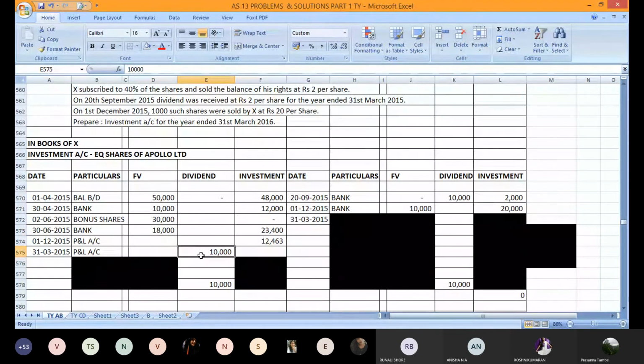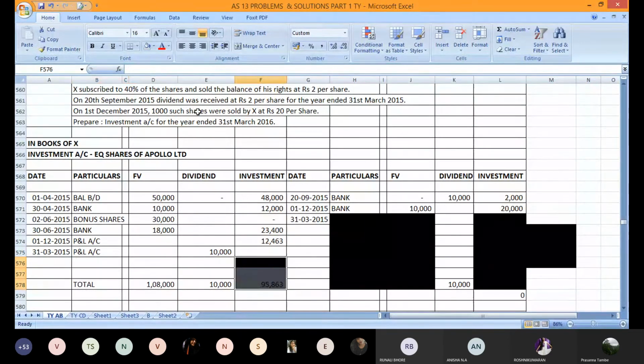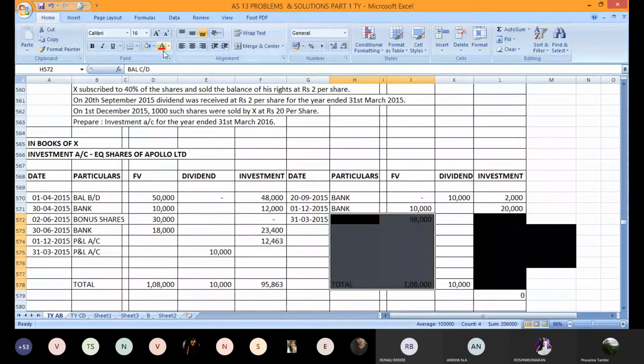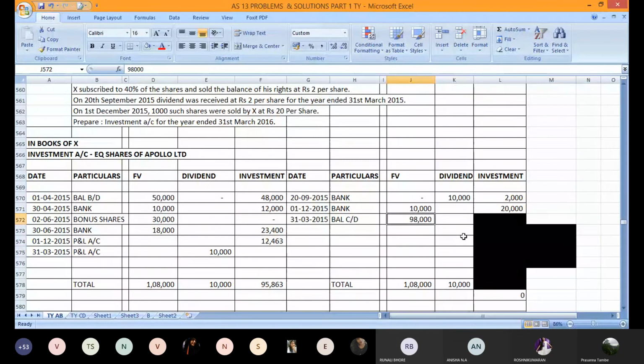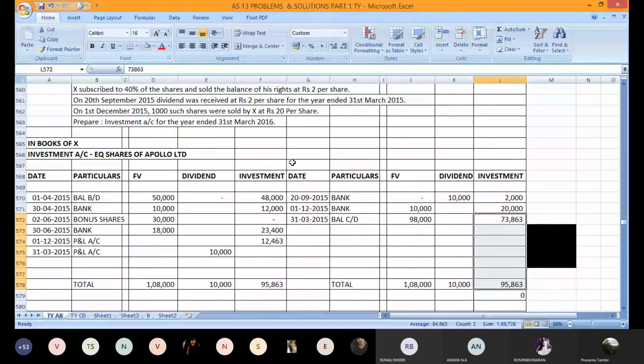And then the investment account will be balanced and the balance will be carried forward. Nothing great in that. Just like any other investment ledger, we have to close this ledger and find out the closing balance that goes to the next year. One aspect is the face value of investment that you can see here. It's already there. Face value of investment is 98,000, and then you have the closing balance of 73,863 that will go to the next year. That's how you will transfer or account for those entries.